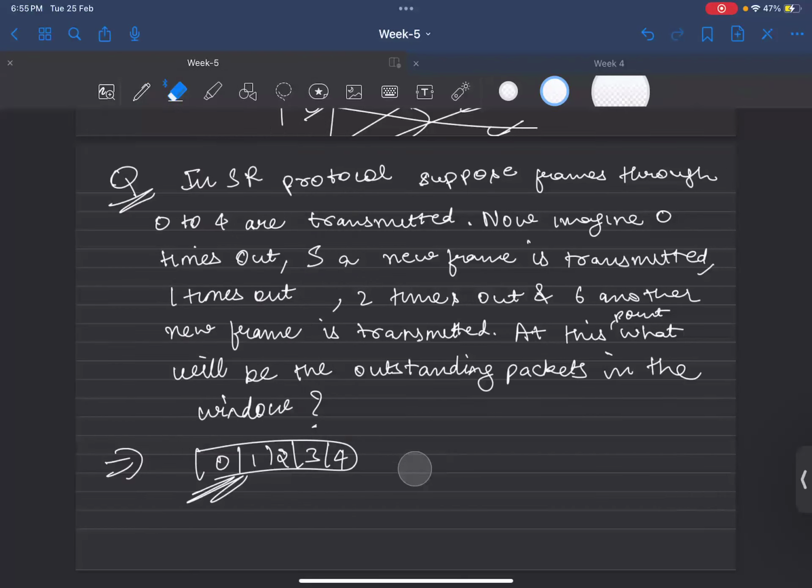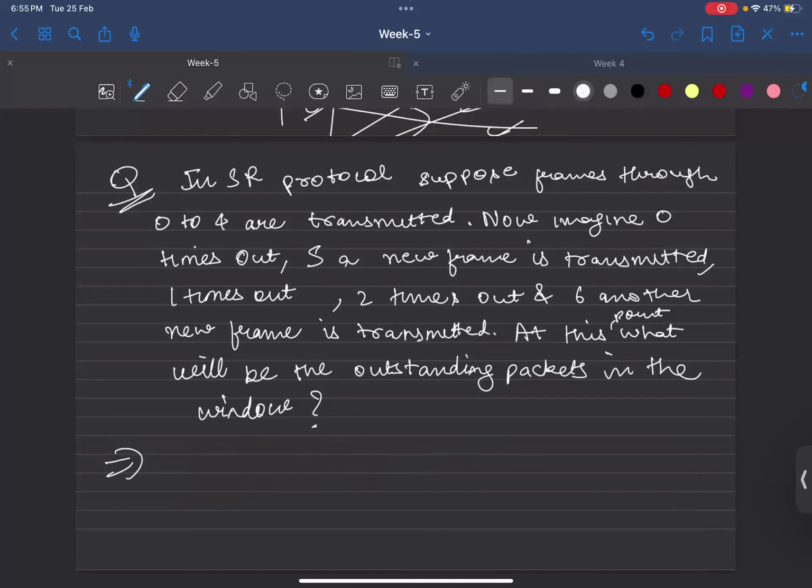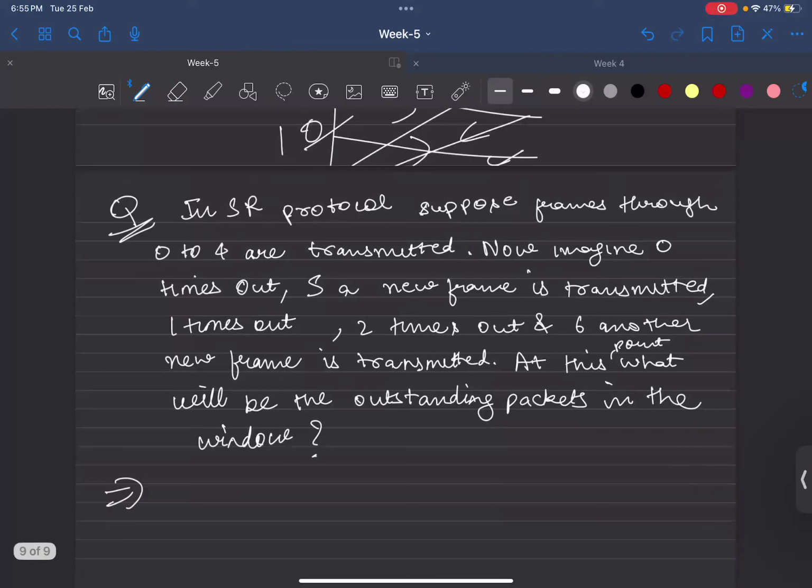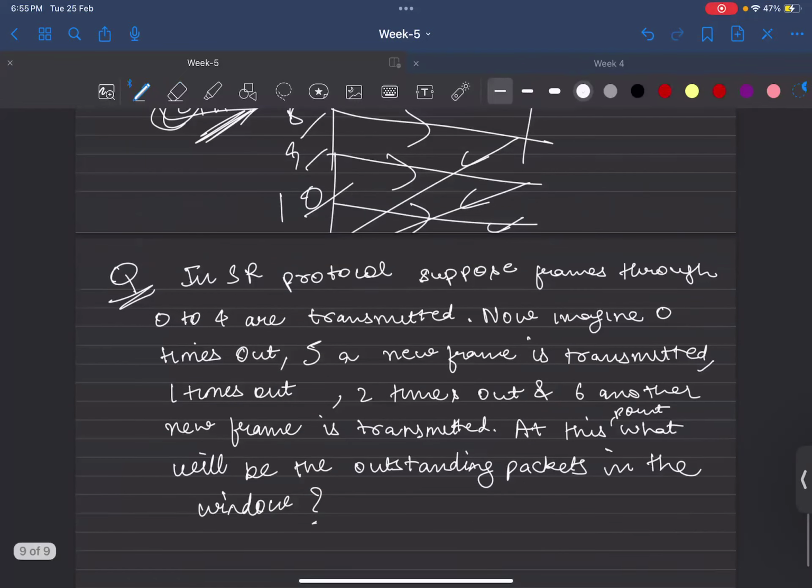First of all, can you solve this? Or let's take it as a homework problem. It's your duty to remind me next time, I always forget the questions. Imagine 0 times out, after that 5, a new frame, is transmitted. Just take it as a homework problem and think about it. I'll give you another question now. Just take a screenshot or a photo of it. It's very simple.